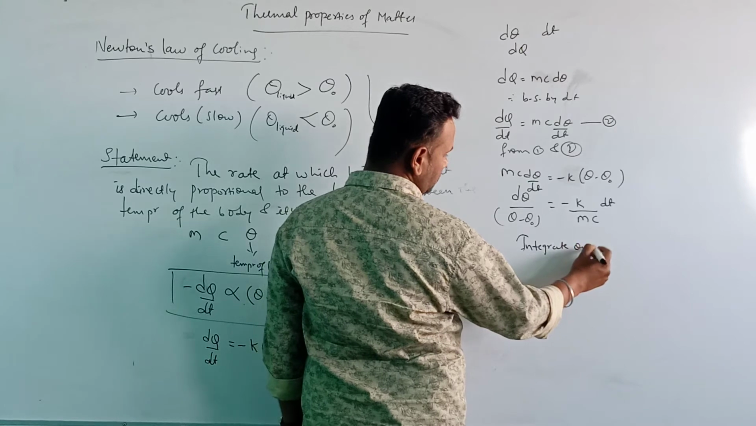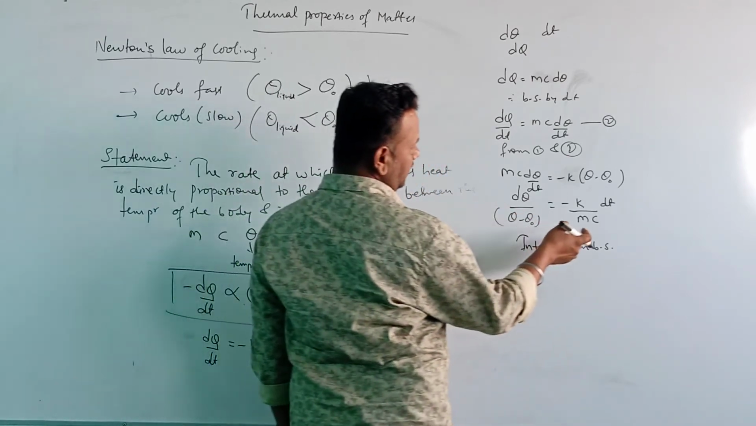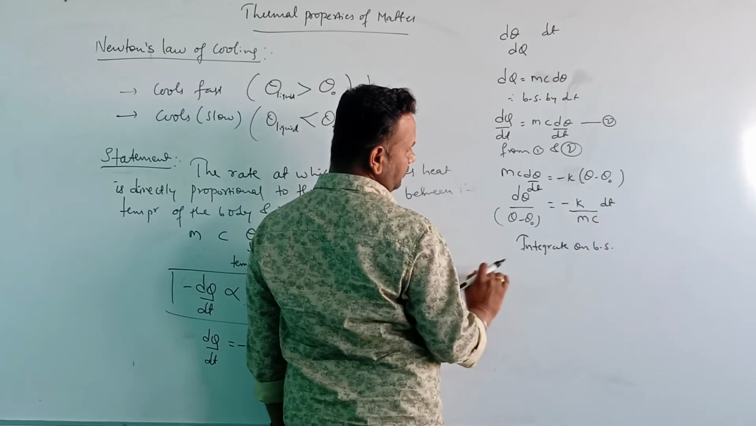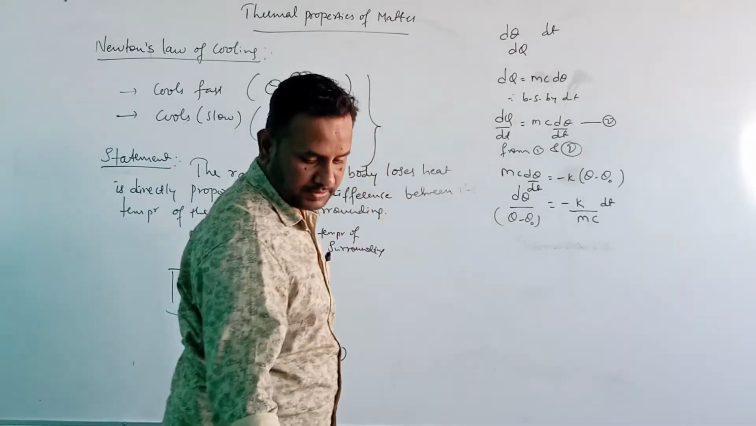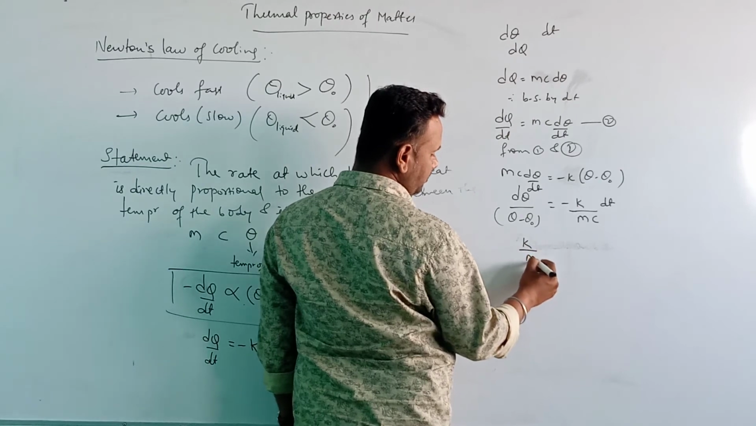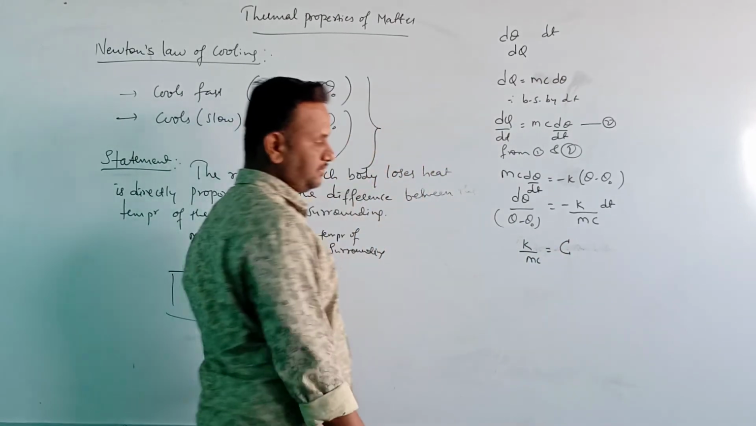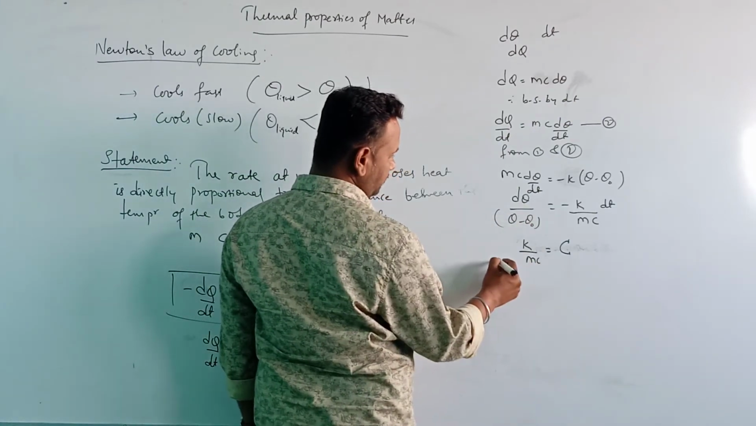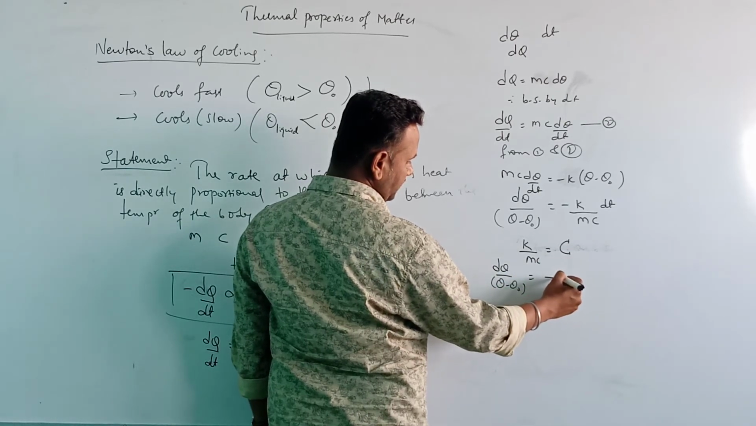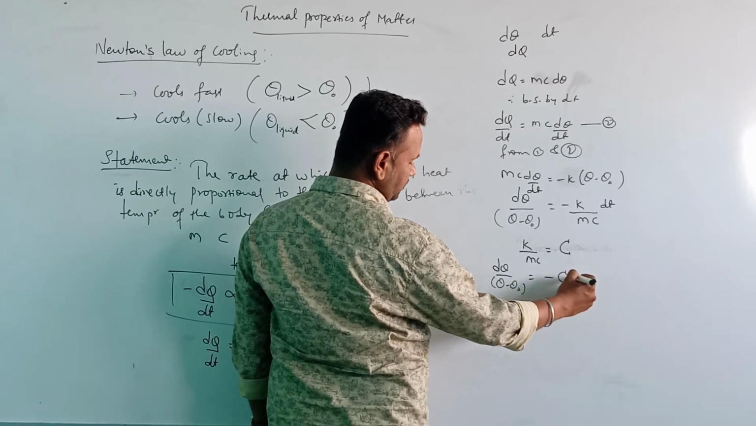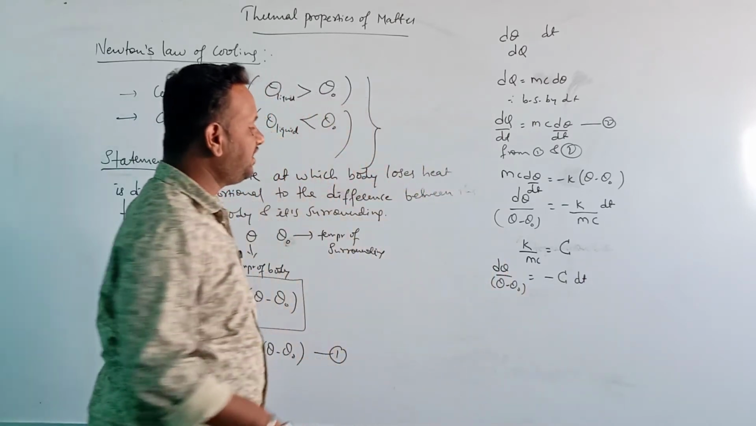Before integrating, I am replacing k divided by m into c with a constant term, say capital C. Now this becomes d theta by theta minus theta naught is equal to minus C dt.